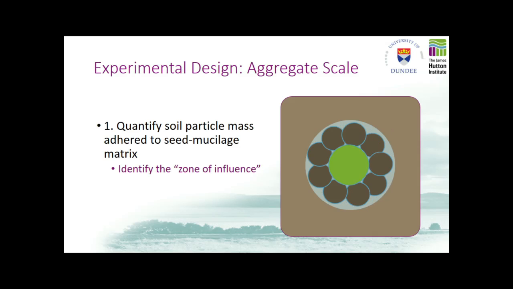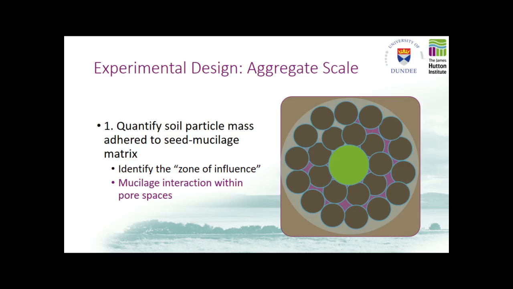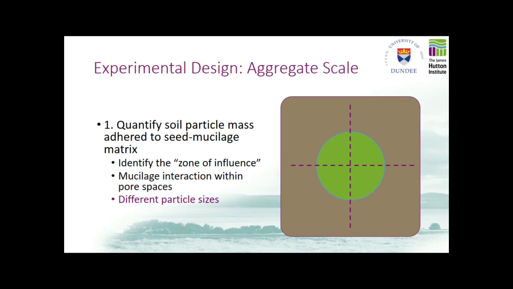And then we might be able to identify a zone of influence, so how far out into the matrix can we see the mucilage, and then also whether it can then attract a secondary layer of soil particles around the seed. And then we can also look at the interaction that's occurring in these pore spaces in terms of the biogeochemistry as well. We can also look at the differences in particle sizes that are attracted to the seed. So will the soil particles be larger than the seed itself, or will we see a mixture of sizes? Will they be smaller, uniform, that kind of thing?